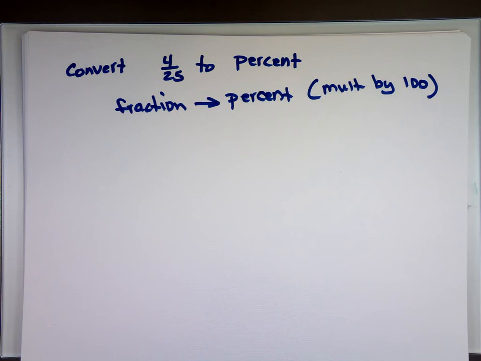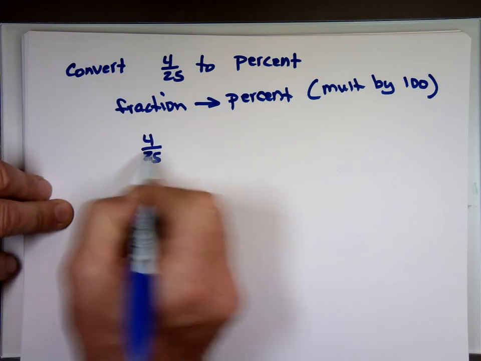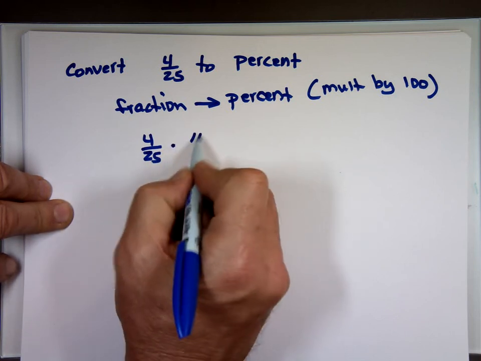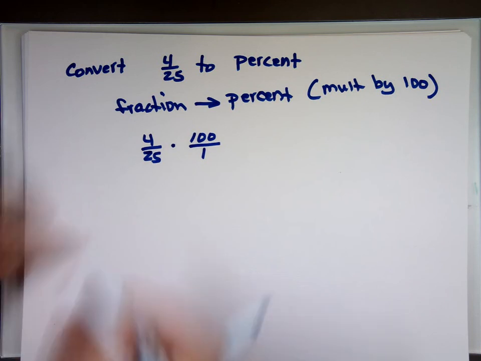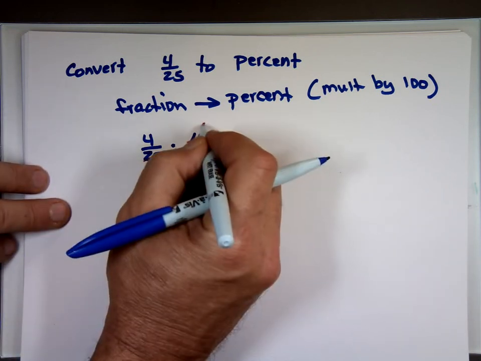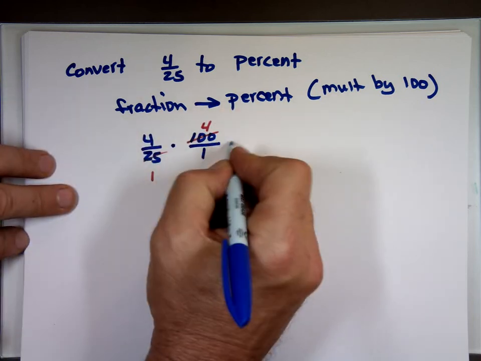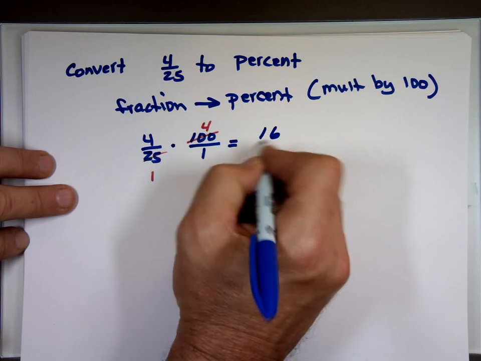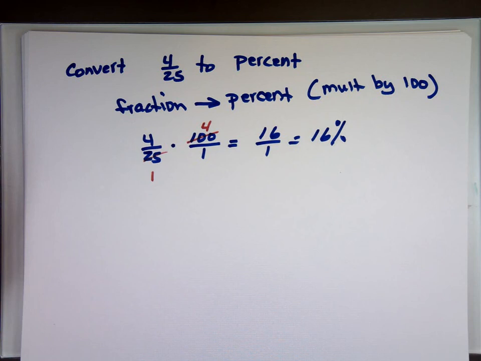So here we go, 4 over 25. Multiply by 100. The 100 over what? 1. By 25, this is 1. By 25, this is what? How about a 4? 4 times 4? 16 over 1, which is what? 16%. No flipping. Only when you divide, you flip them.